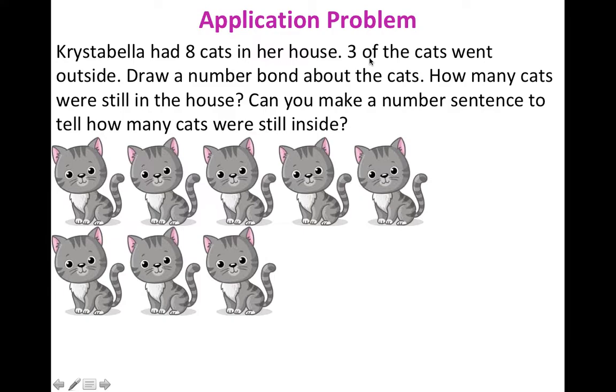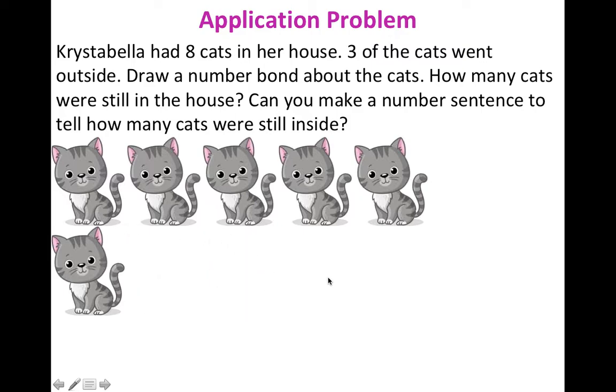So the next thing, it says 3 cats went outside. So for me to show 3 cats went outside, I'm just going to make them disappear because they went outside. So let's take a look how many cats are still inside the house.